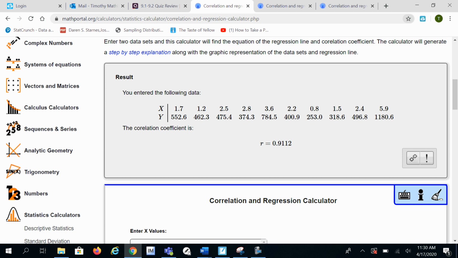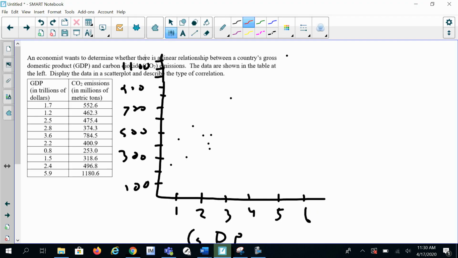So this is all you have to do to get your correlation. Just type the numbers in for X and Y. Remember, X is either on the left or the top, excuse me, of a table. Y is either on the right or the bottom. And then you hit compute and you're done. So R equals 0.9112. That is our correlation. So the correlation is equal to 0.9112. Now we can go back to our little chart.